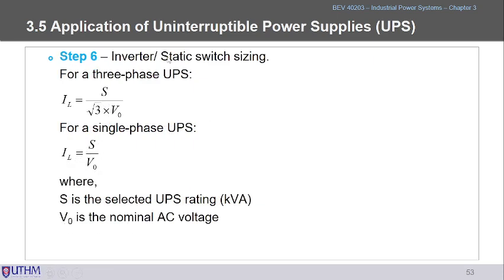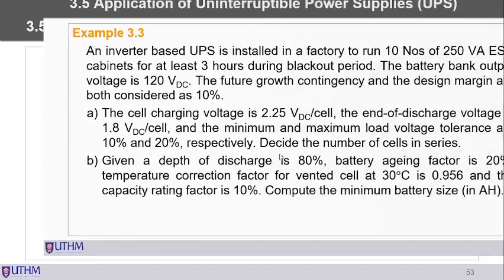And finally, in step 6, we need to find the inverter or the static switch size. So how much is the inverter size we need? For 3-phase, of course, we have S divided by root 3 times V naught. V naught is our nominal AC supply voltage. And for the single phase, of course, it is only S divided by V.